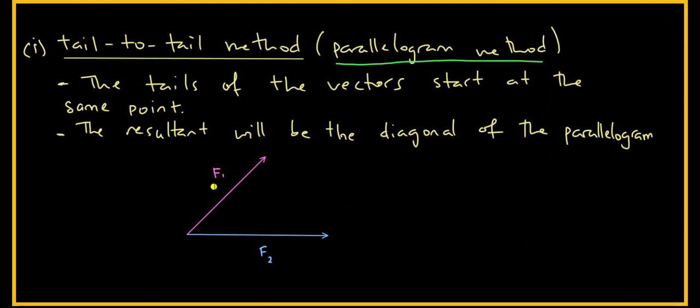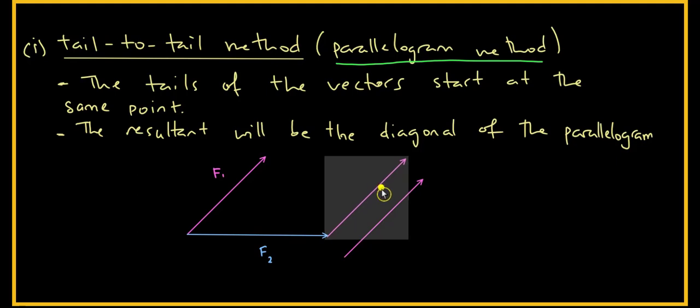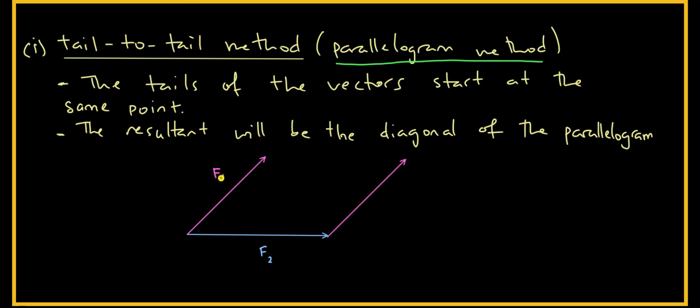I have force number 1 here and force number 2. The tails are starting at the same point. What I need to do here is draw what's called a parallelogram. Remember the properties of parallelograms: opposite sides are equal and parallel to each other. If I take this vector, duplicate it and place it there, it's exactly the same as this side here. I can also do the same thing on the other side. I can simply take this, duplicate it, and place it over here. Then I'll have drawn a parallelogram.